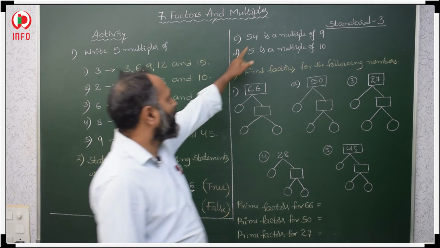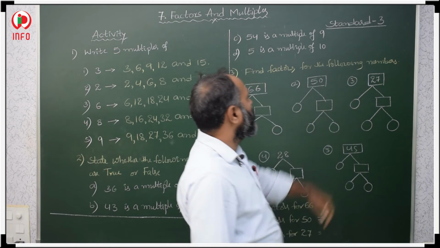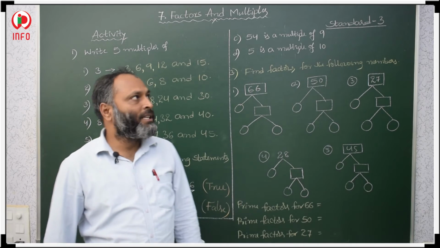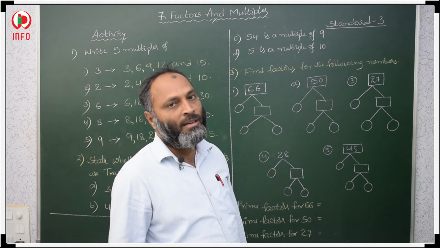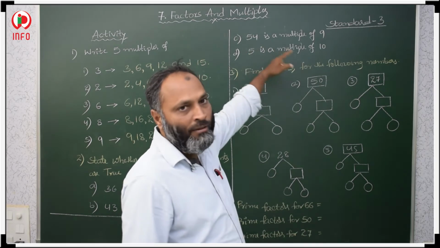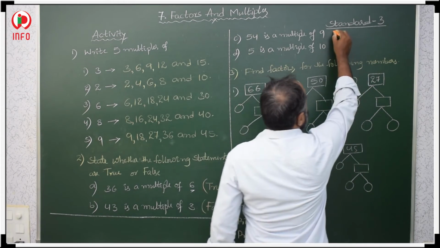Next statement, 54 is a multiple of 9. Once you check in the 9 table, you will get 54 or not. 9 5s are 45, 9 6s are 54. Yes, we are getting 54 in the 9 table. So, it is true.